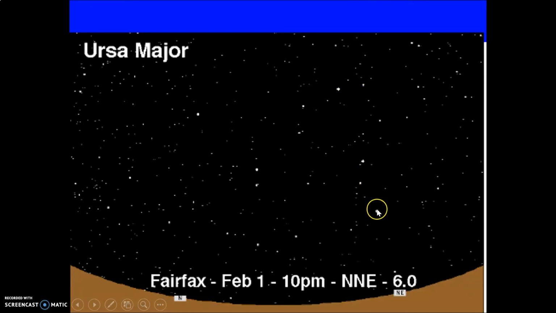One more time. Alkaid, Mizar Alcor, Alioth, Megrez, Phecta, Merak, Dubhe. Out of all those stars, you need to know Mizar Alcor, Merak, and Dubhe. And these two are the pointer stars, and you can just follow them, and they point straight to Polaris.